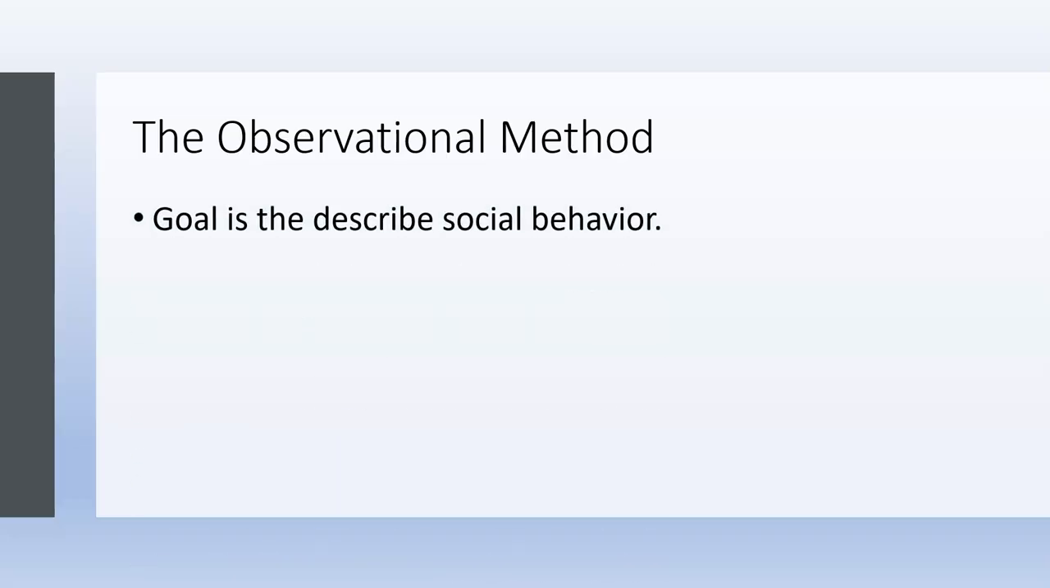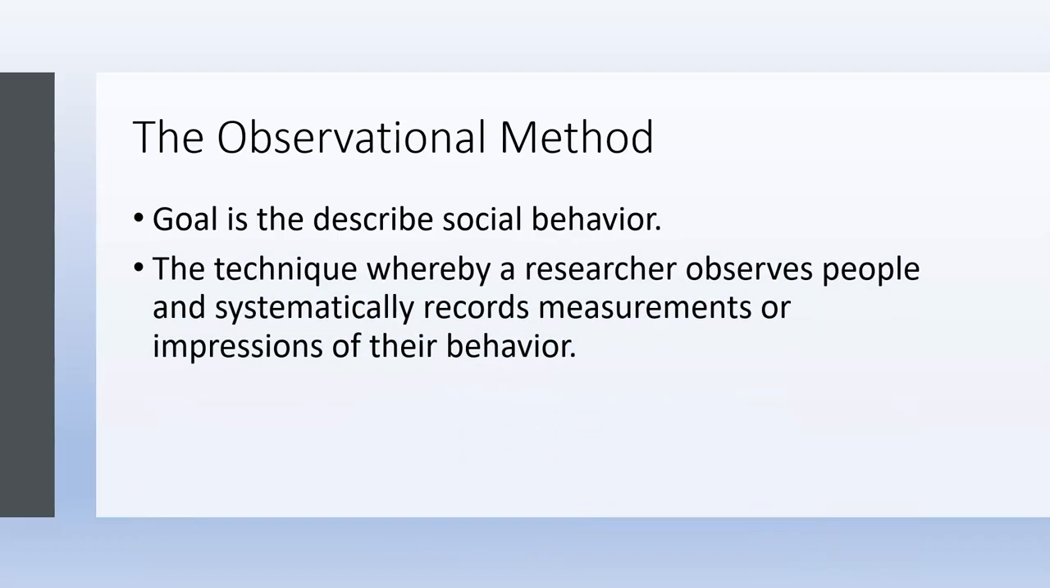Now let's dig into each of these methods. The observational method, the goal is to describe some aspect of human social behavior or social influence. Generally, what we're doing when we use observational techniques is we want to systematically record what we're seeing in human social behaviors.